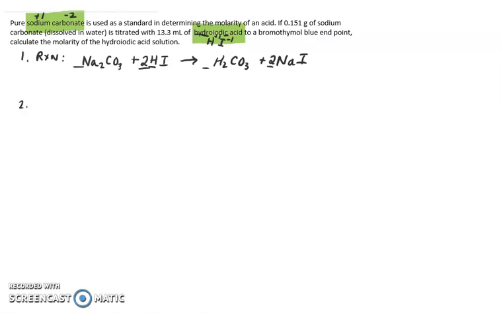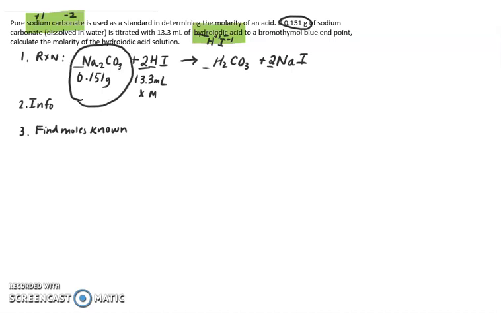Okay, so step 2, I'm going to write down the information they give me. And this is different because there's only 2 bits of information. I've got the 0.151 grams of sodium carbonate, so I'm going to write 0.151 grams here. And they also give me the 13.3 milliliters of hydroiodic acid. It's asking me to calculate the molarity of the hydroiodic acid solution. So this is what we're trying to find the molarity of. Step 3, find the moles of our known. Our known here is, remember, whatever we're not trying to find, it's my sodium carbonate.